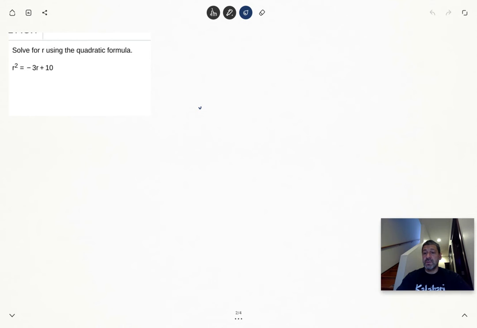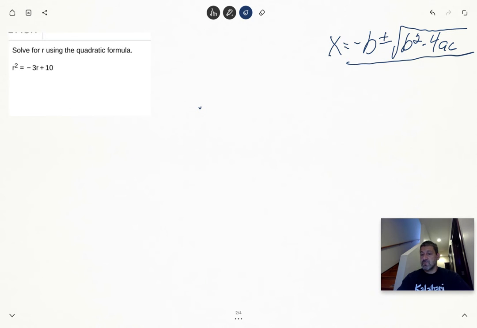I'm going to put the formula up in the corner here. The formula looks a little bit ugly, but it simplifies okay most of the time. Negative b plus or minus the square root of b squared minus 4ac, and all of that is going to go over 2a.